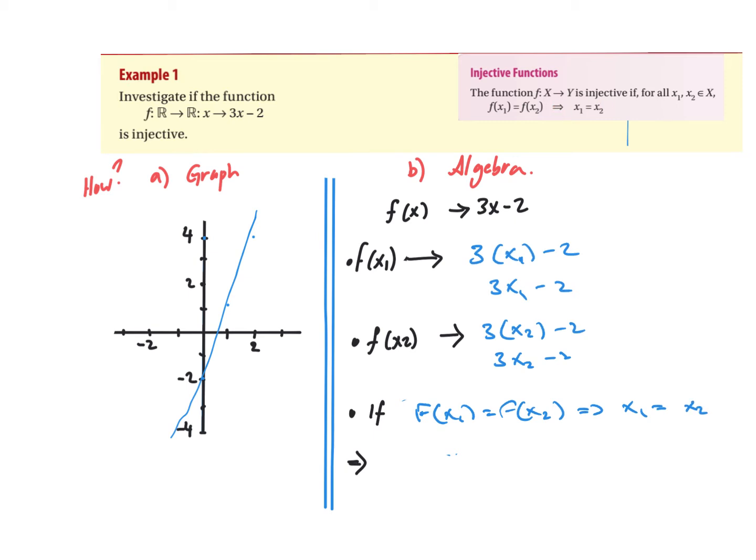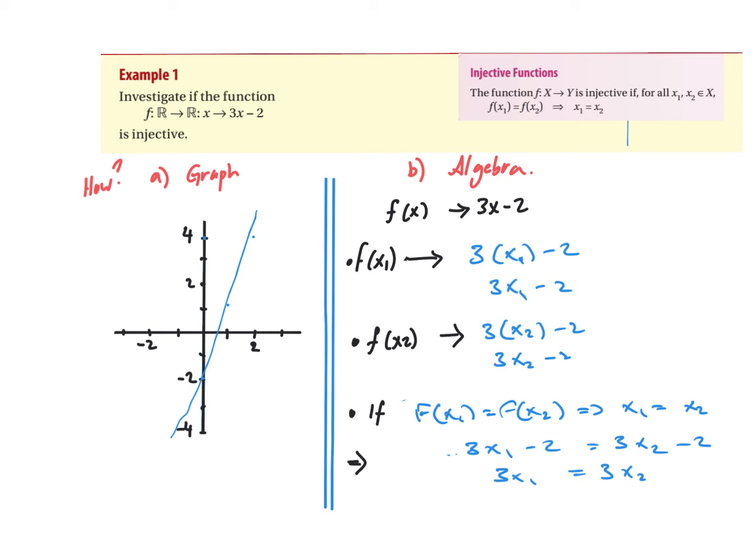So I'm going to put this one equal to this one and then just try and simplify it. I'm going to end up here with 3x1 minus 2 is equal to 3x2 minus 2. Hopefully now you can see that I've got minus 2 on both sides, so I can add 2 to each side, which means I'm going to end up with 3x1 is equal to 3x2. All I've done there is add the 2 on this side and the 2 on this side, so I'm left with 3x1 is equal to 3x2.